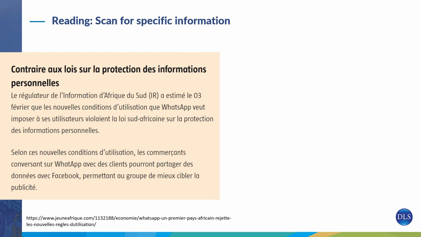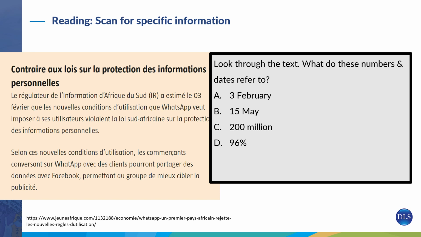If you wanted to do another fast reading activity with your student, you might have them scan the article. So you might pull out some numbers or some figures or dates here and ask the student to find these in the text and then tell you what these numbers and dates refer to. And that would be an example of a scan reading activity.